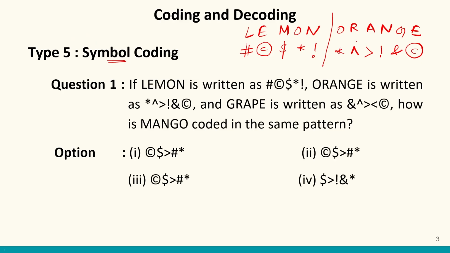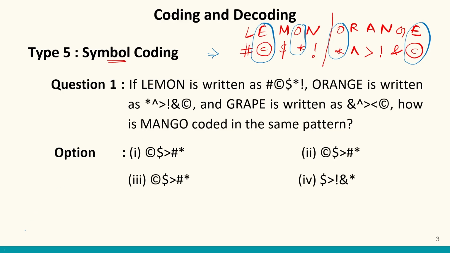So in this case, lemon is coded as this, orange is coded as this, and the code for grape is also given. I can clearly see that O is the common term and we have a symbol for O. Similarly, we have a symbol for E as well. So in this particular case, I can say that the symbols are not in jumbled up order. They are in sequence. So either two possibilities arise, whether the symbols are in jumbled up order or they are in sequence. In this particular question, it is in sequence.